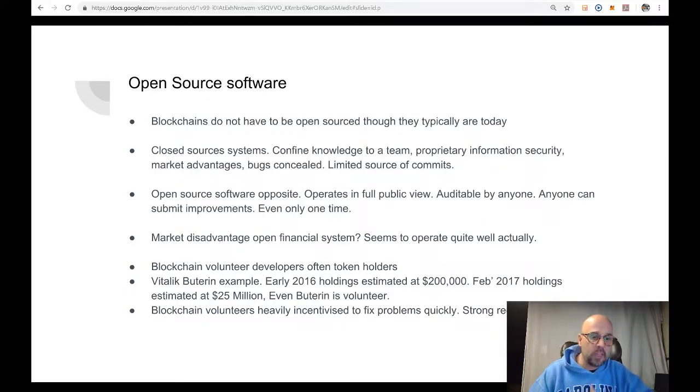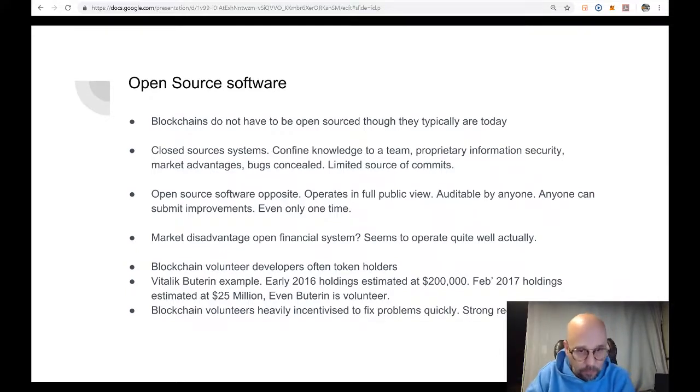A good example of this would be Vitalik Buterin. In early 2016, his holdings were estimated at about $200,000. And then in February of 2017, about $25 million. And he's a volunteer. If you look at his history, he's volunteering on these projects. So if you have that net worth, then you can probably do that. So hopefully we can all find that at some point.